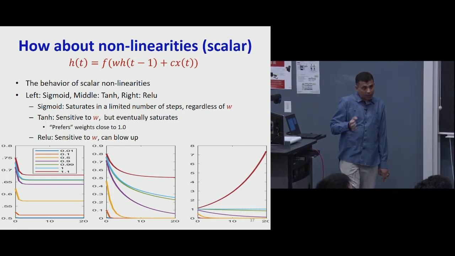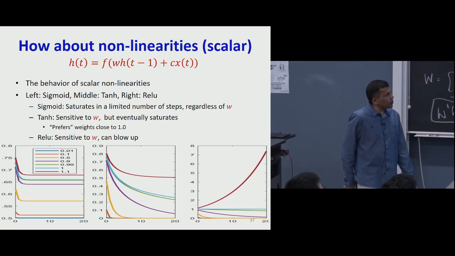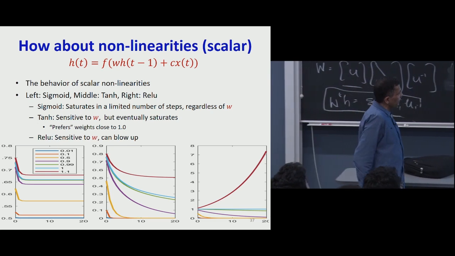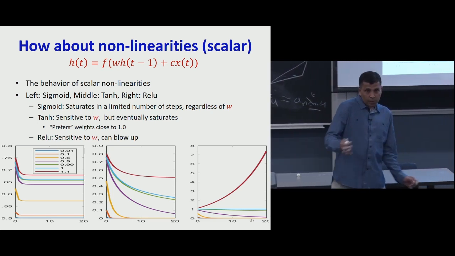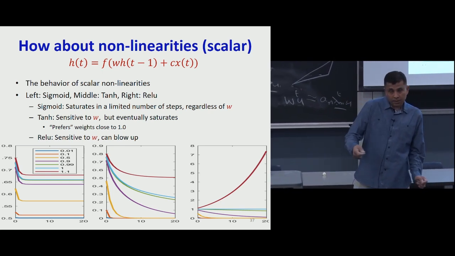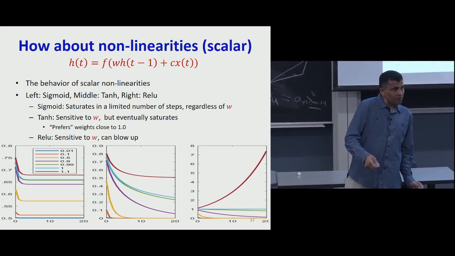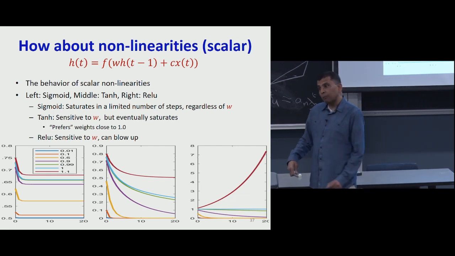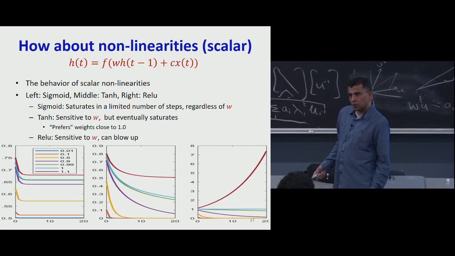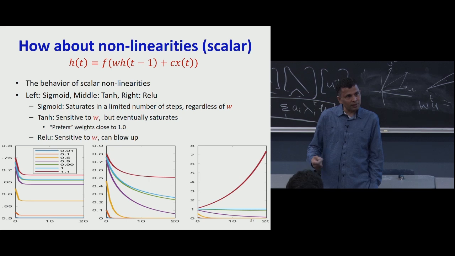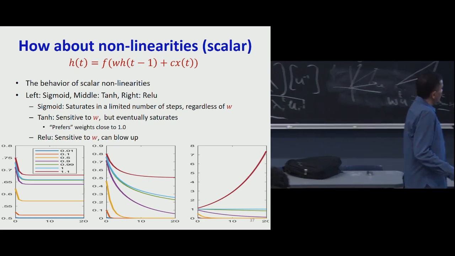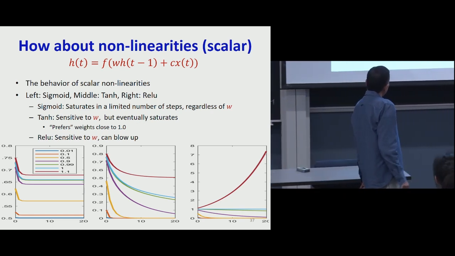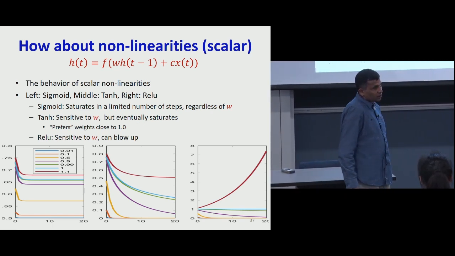non-linearities. Here it's the same thing. Now I'm doing this for a scalar input. And for the scalar input, this is the same equation as before, except that the hidden response h at each time is obtained by applying an activation to the affine combination. So the function f is an activation. We are looking at 3 different activations. One of them is a sigmoid, the other is a tanh, and the third is a ReLU.